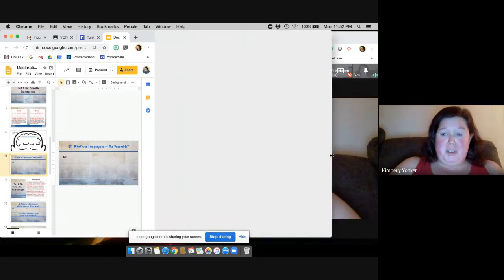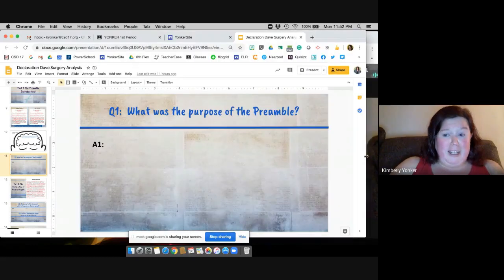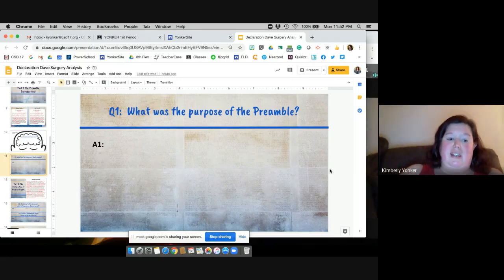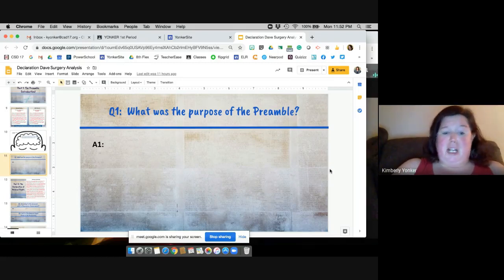What's the purpose of the preamble? Why did he write that? Well, it was setting the tone for the whole Declaration of Independence itself. It was pretty much giving the intent and saying, hey, we're planning on separating and these are going to be the reasons why, except he didn't say we or anything. He kept it real generic.